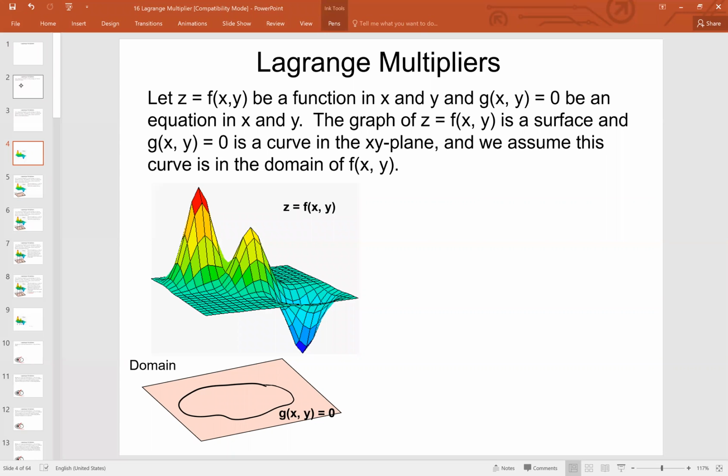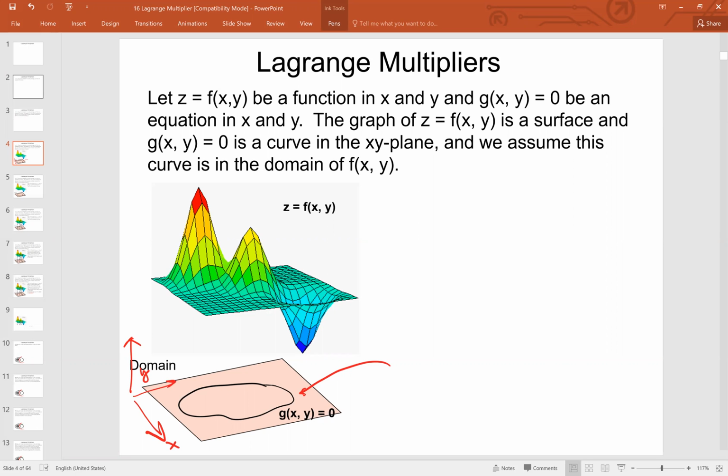And the basic setup is this. We have a surface z equals f of x, y, and we have the domain down here, and let's say this is x and that's y, and then we have z. And in the domain, we have a closed loop, and the question is to find the maximum value for the values on the closed loop.